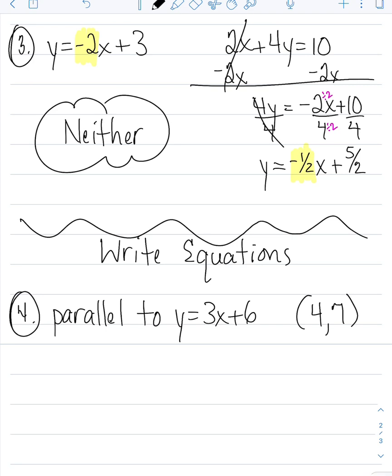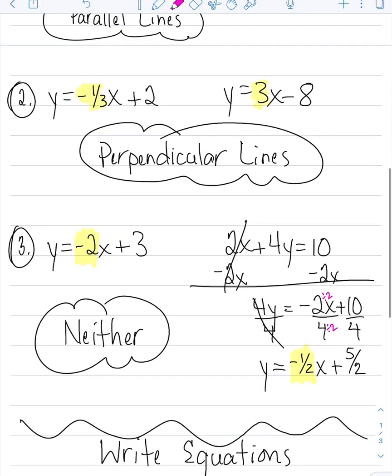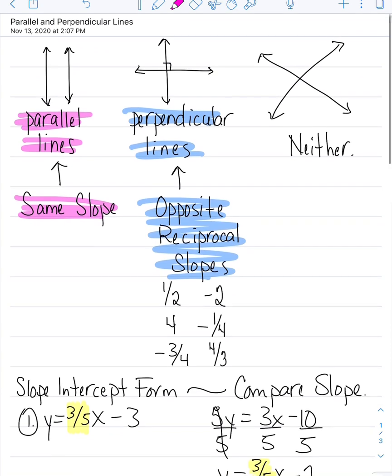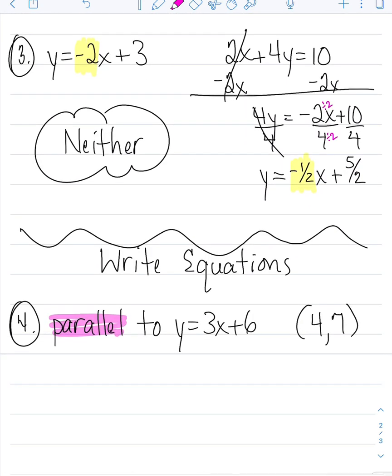So first of all, parallel, what does that mean? If I look at my notes, that means I want to have an equation with the same slope. So I need to get the slope out of this equation. So my slope is 3. So now that I have my slope and a point, let's think back. Slope, point, so I need to start with the point-slope form.